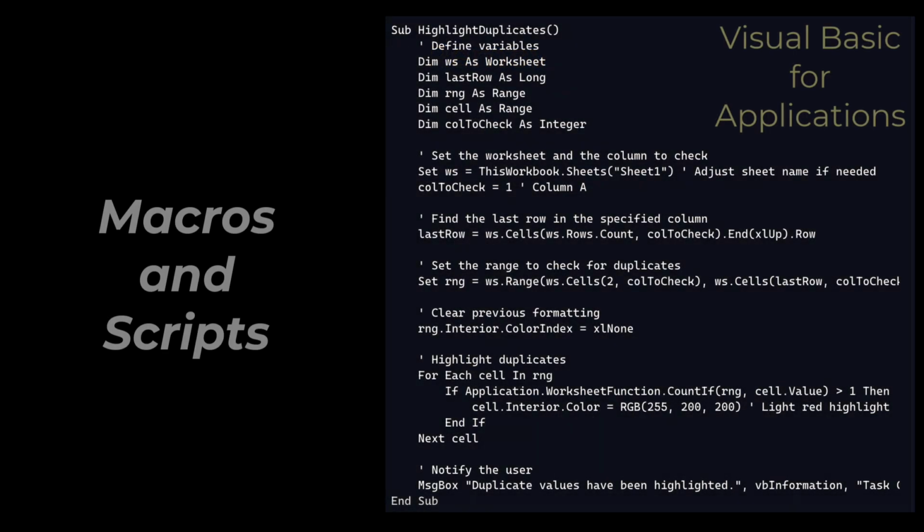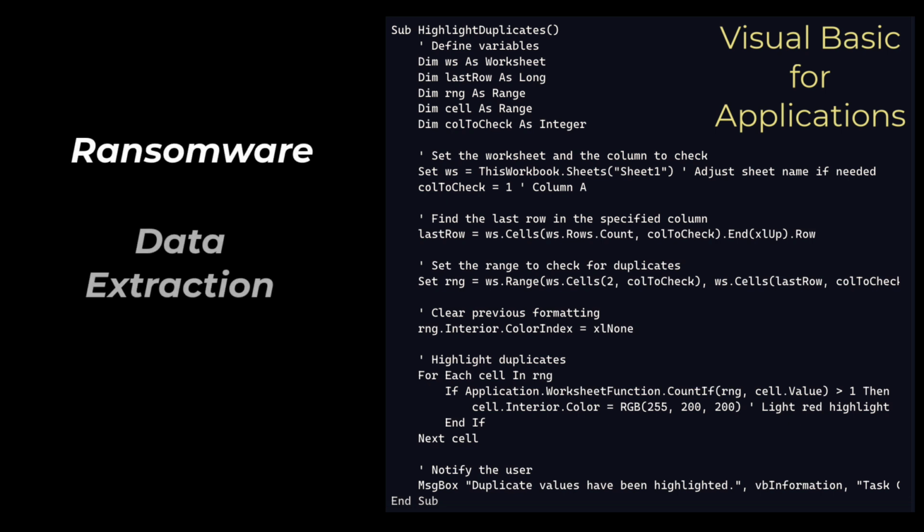Macros and scripts are powerful tools within documents that automate repetitive tasks. However, they can be exploited to execute harmful actions without the user's knowledge. CDR identifies these automated instructions and strips them out of the file. By removing macros and scripts, CDR prevents malicious code from triggering ransomware attacks, unauthorized data extraction, or other unwanted activities.